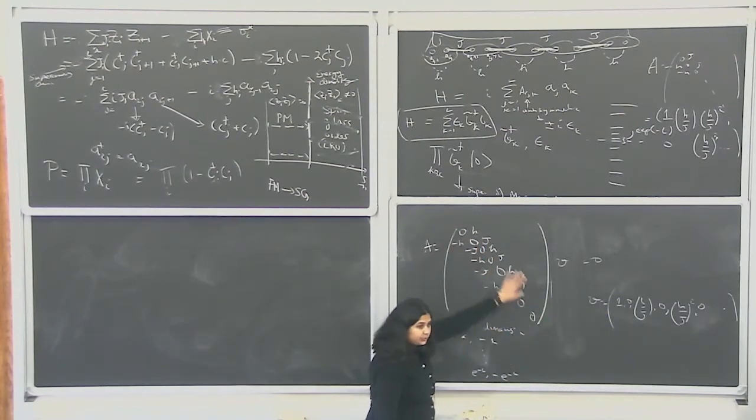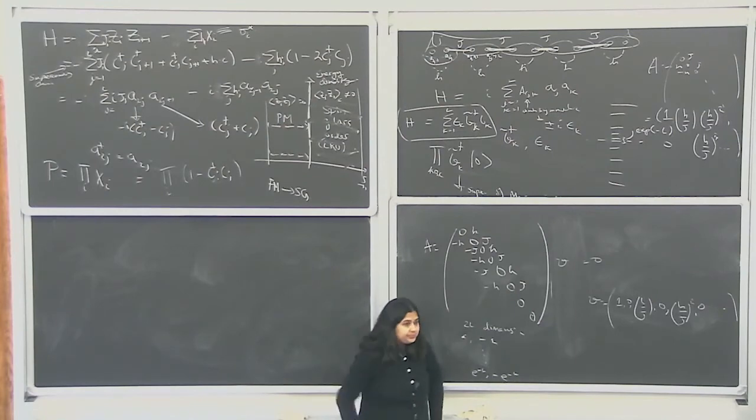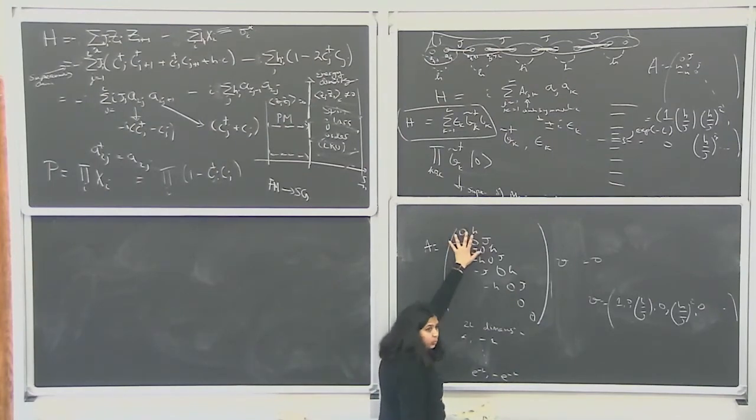Because this is in real space, and these are the eigenvectors in real space. Because this is the Majorana that lives on site 1, 2, 3, 4.